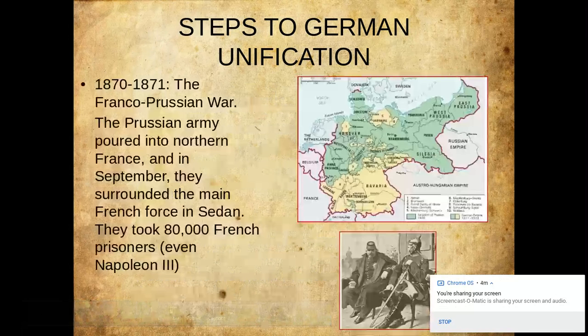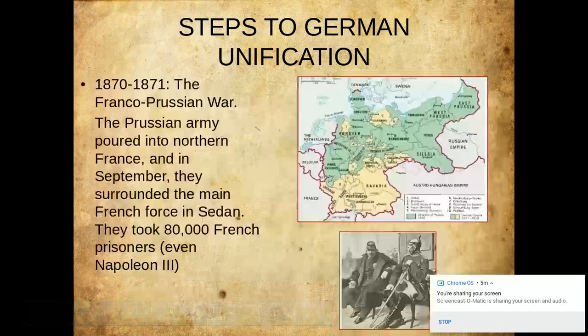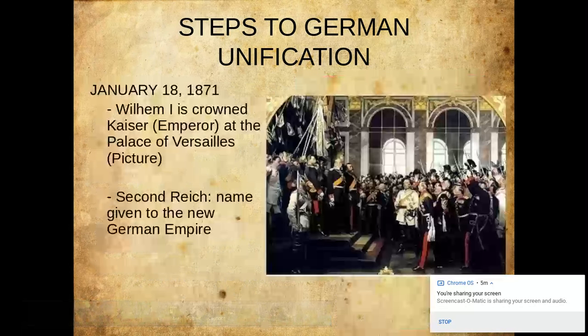In the Franco-Prussian War, the Prussian army poured into northern France, and in September they surrounded the main French force in Sedan. They took 80,000 French prisoners. Even Napoleon III was trapped, surrounded, and taken prisoner. By January 18th, 1871, Wilhelm I is crowned Kaiser, Emperor, at the Palace of Versailles. This is when Germany was created. They beat France, and Germany is now created.